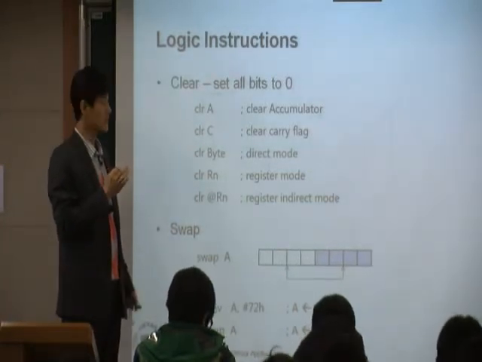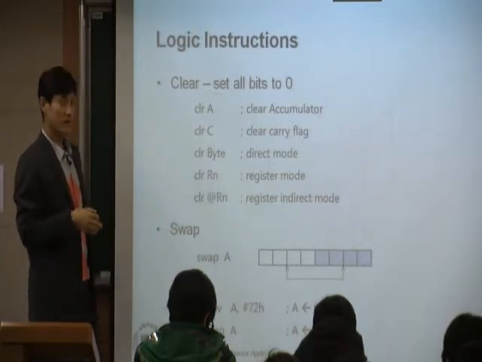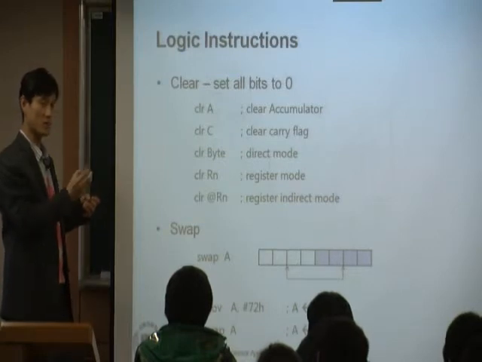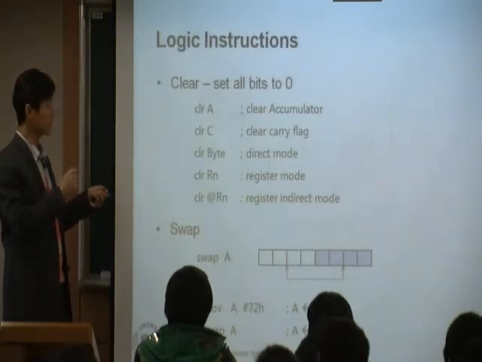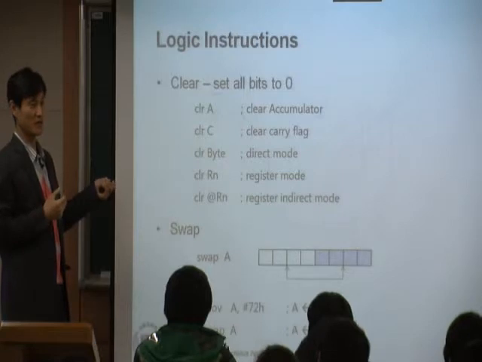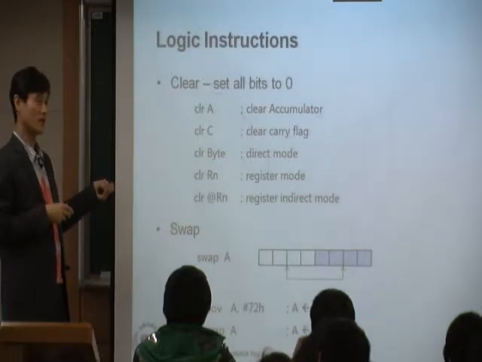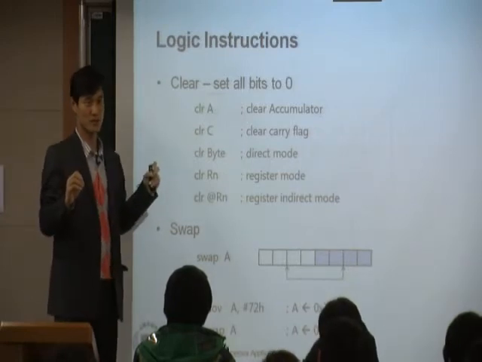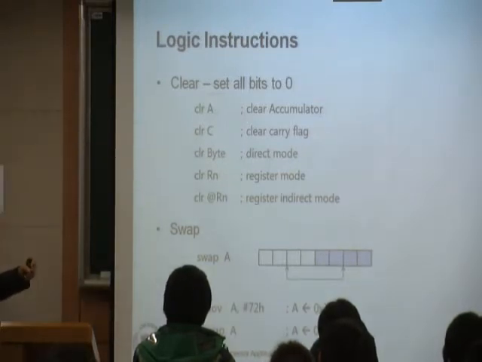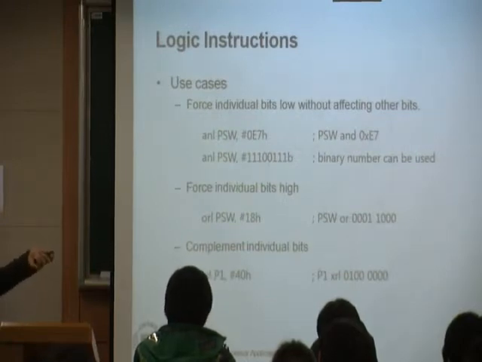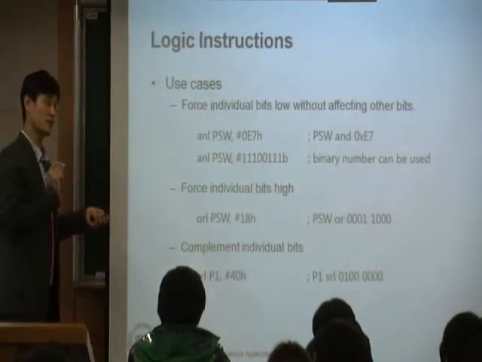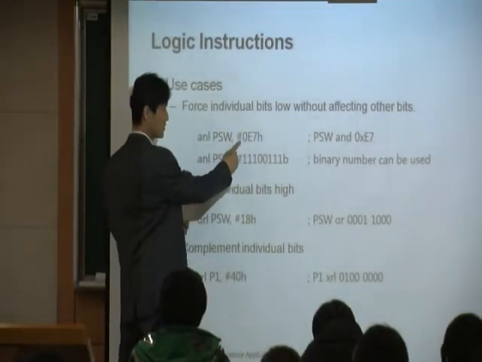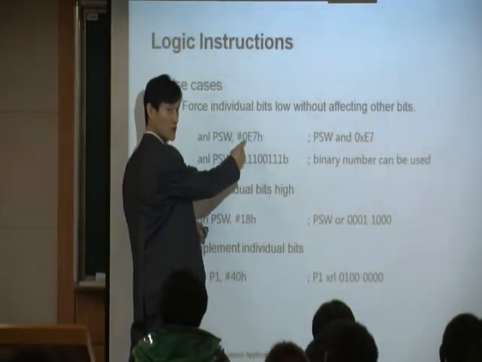Is there another way to do this? What I want is to clear the carry bit flag. You can do it this way. That's probably the easiest way. But you can do it another way. We know that the carry flag is inside the PSW, right? So you can use this way to clear that bit only. For example, the PSW, and what value can you have in that case?